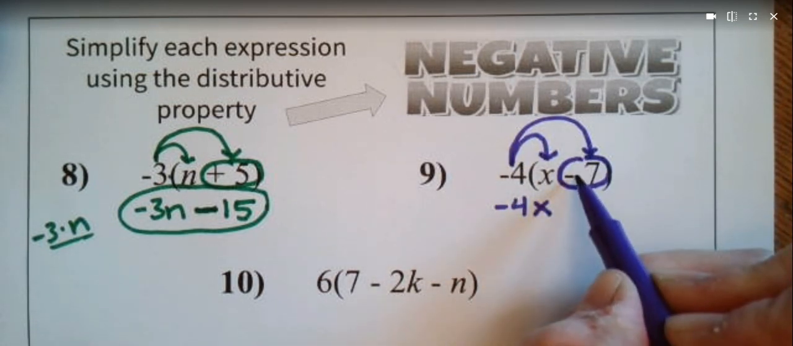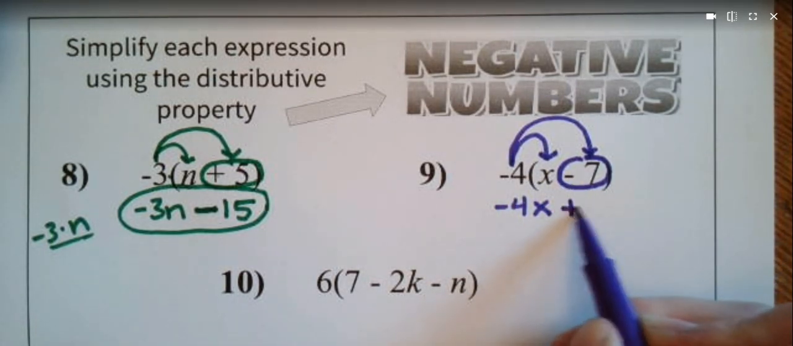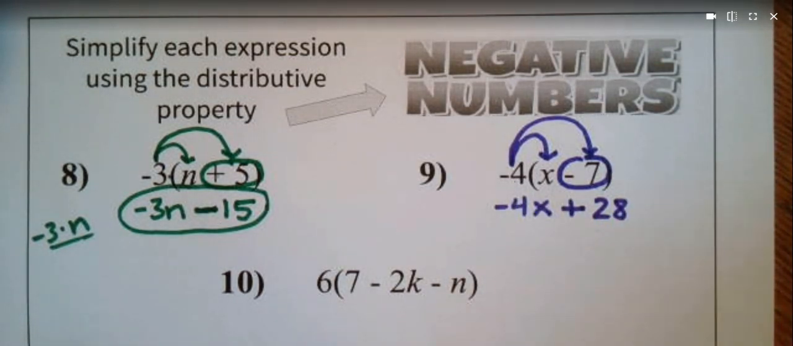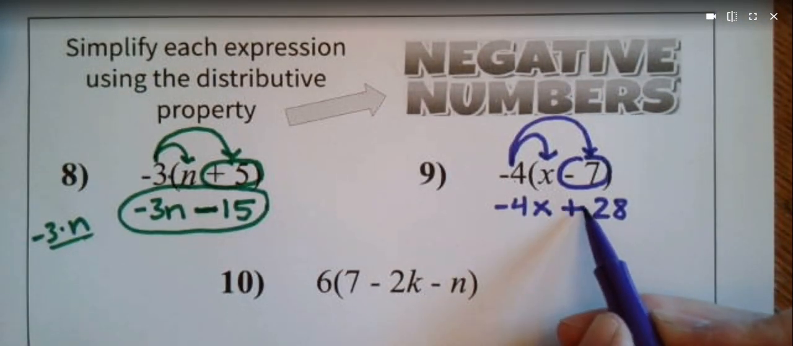Negative 4 times negative 7. Here the signs agree, so my answer is positive. 4 times 7 is 28. Same thing if I took the calculator, negative 4. Nope, I got to turn it on. Negative 4 times negative 7. I'd get positive 28. So I'm going to write a plus 28.